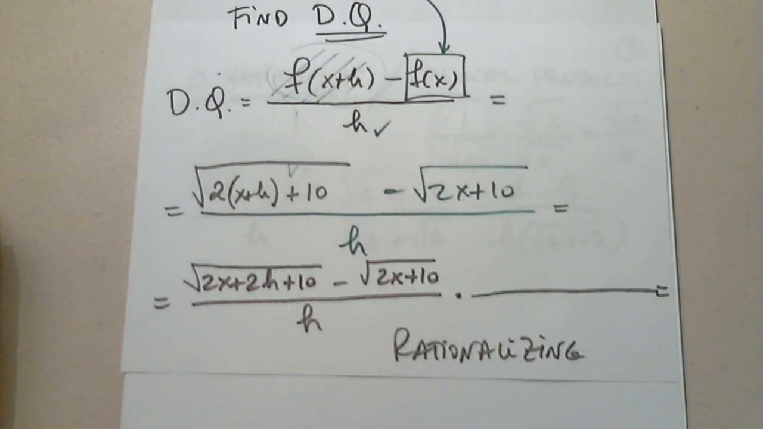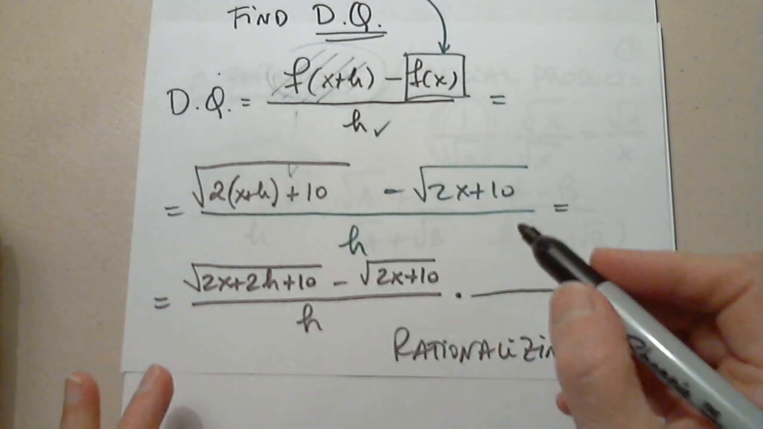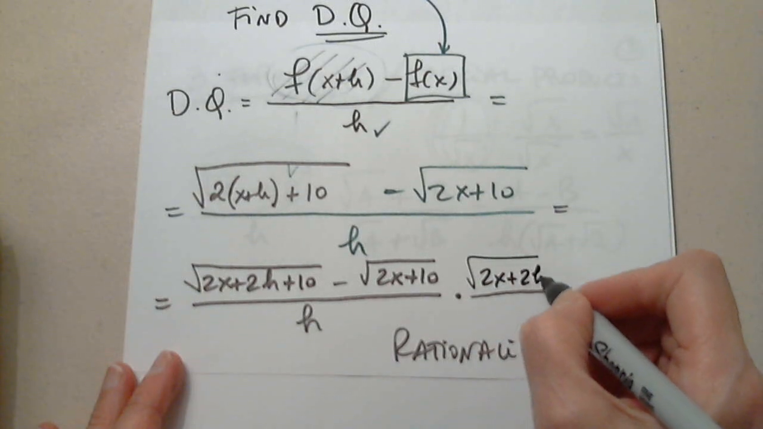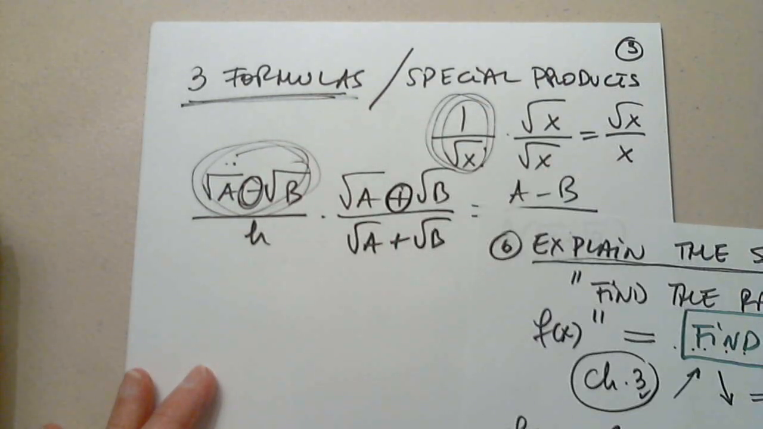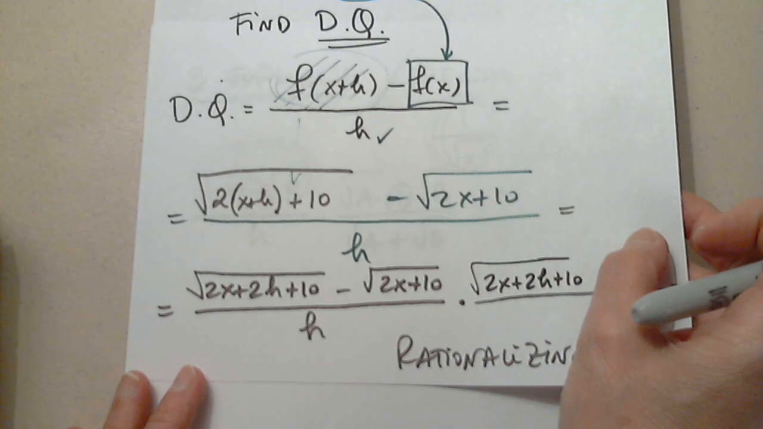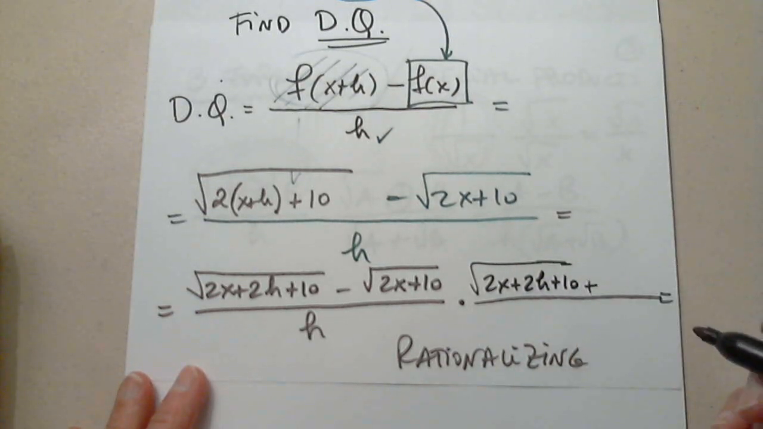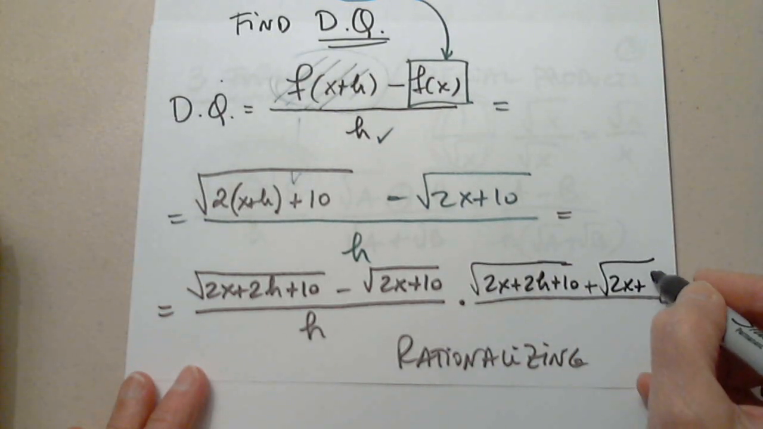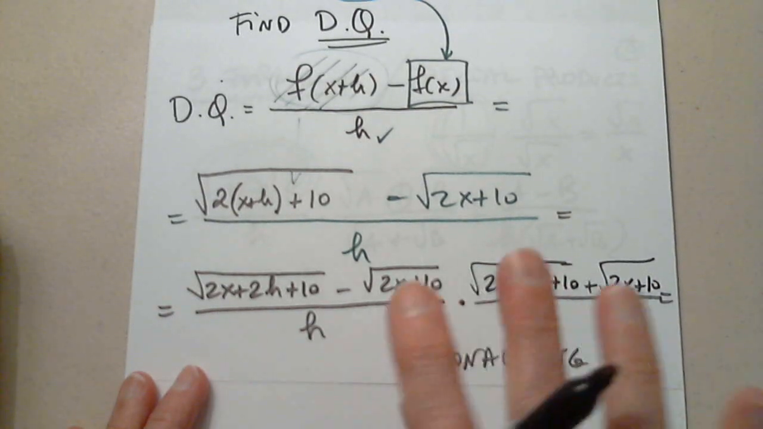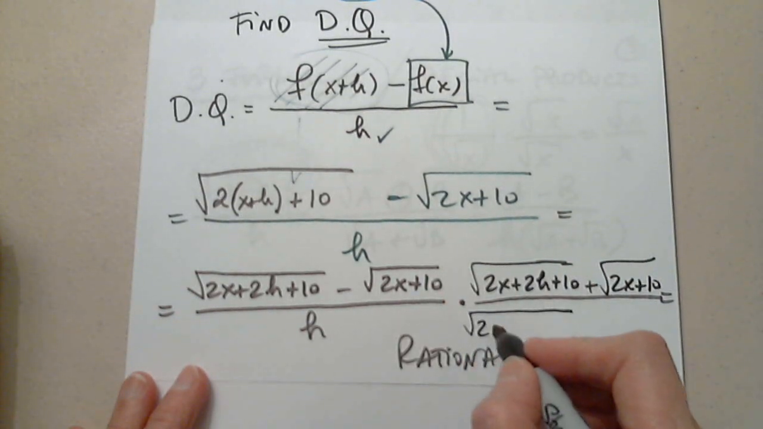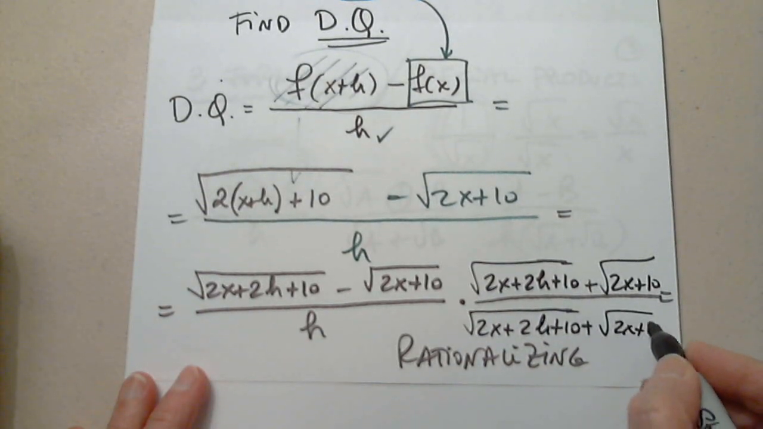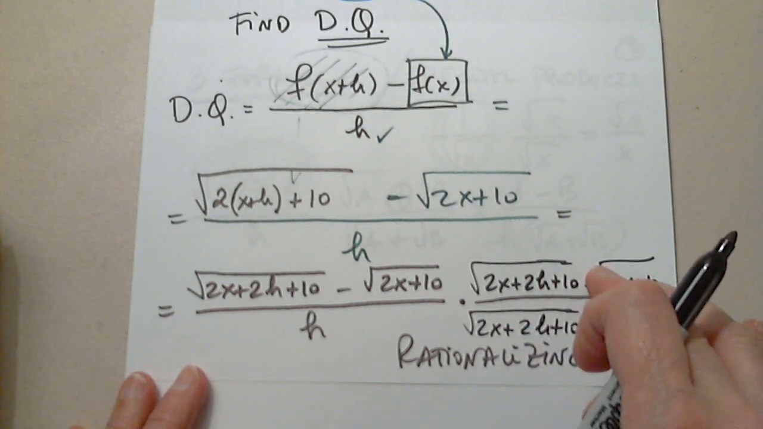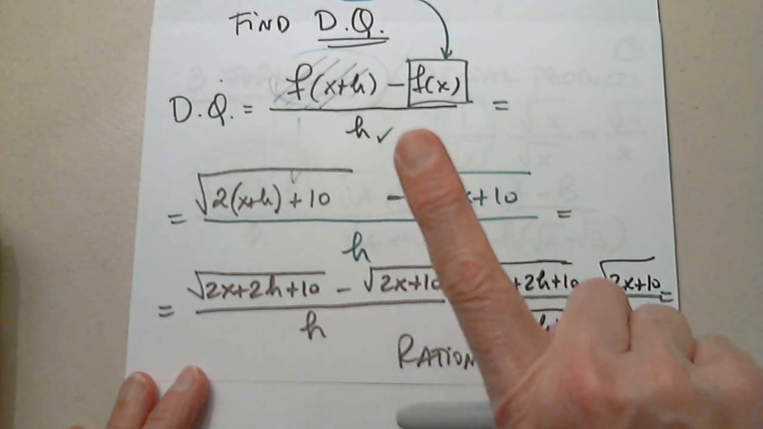Would it be the square root of 2x plus 2h plus 10 minus... careful, this is very important. Would it be plus? Exactly. The square root of 2x plus 10? Yes, and the denominator has to be identical, because this has to be 1. You understand that since these are the same, this fraction is 1.